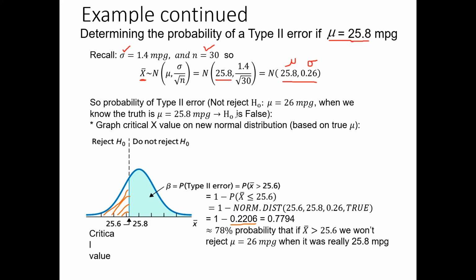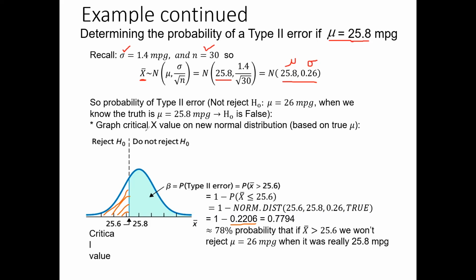In other words, the null hypothesis is false, because remember, this is the null. So the probability of a type 2 error is finding out the probability that we don't reject the null.